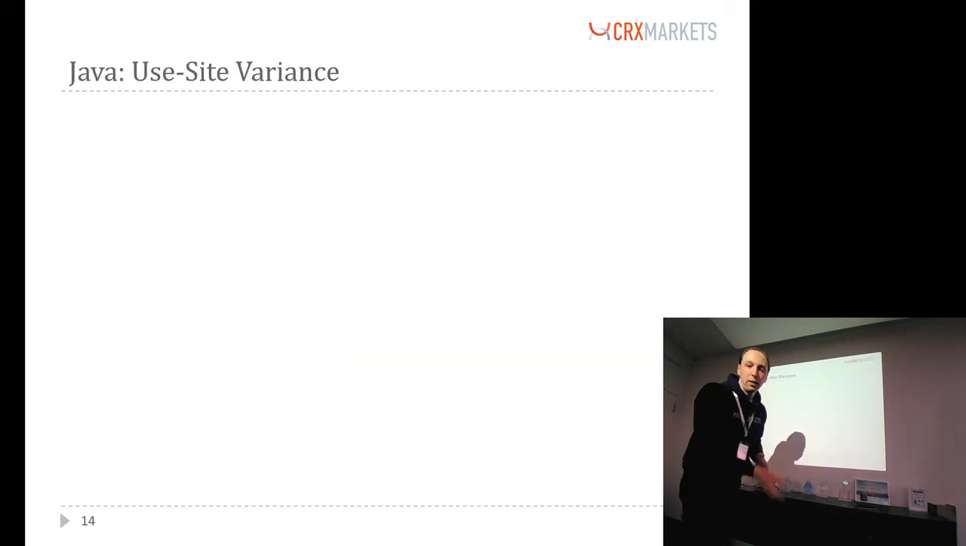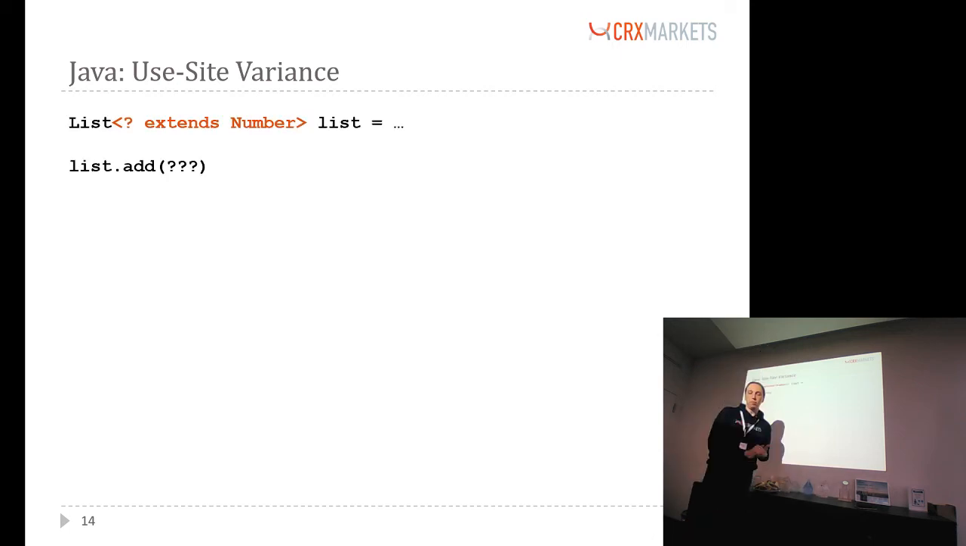But is it really so bad in Java? Well, actually, no. In Java, there is a very interesting thing that's called use-site variance. And now, an interesting question that often comes up in job interviews. What can we add to the list that is described like this? What can we add inside it? Does anybody have any opinions on that? So what objects can we put here?